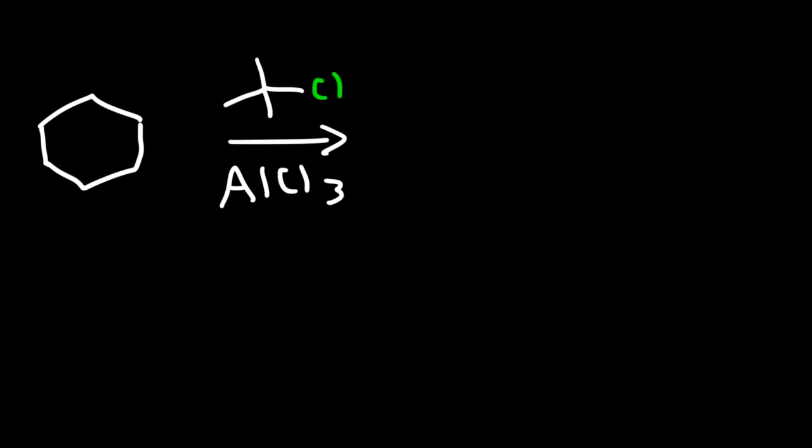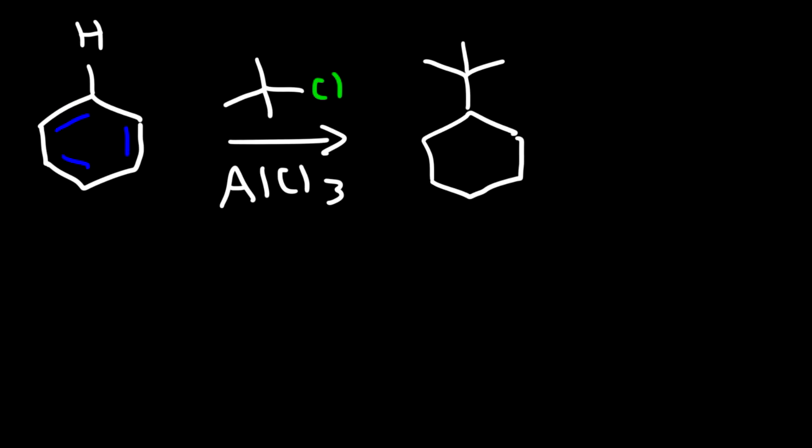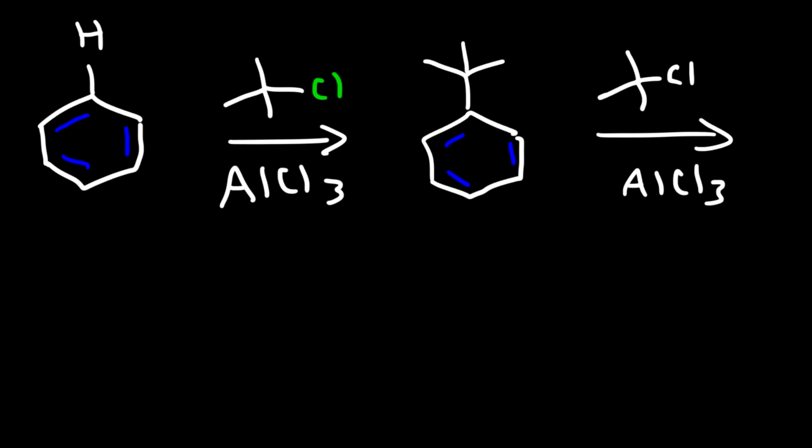Now for the next example, we're going to start with benzene, and we're going to react it with tert-butyl chloride using aluminum chloride. What's the major product in this reaction? So this is another Friedel-Crafts alkylation reaction, and so we're going to replace a hydrogen atom with a tert-butyl group. So we have tert-butyl benzene as the product. Now, what if we react it again with another tert-butyl chloride? Where is the second tert-butyl group going to go?